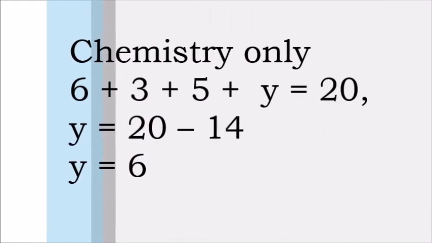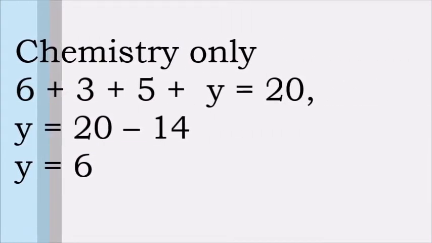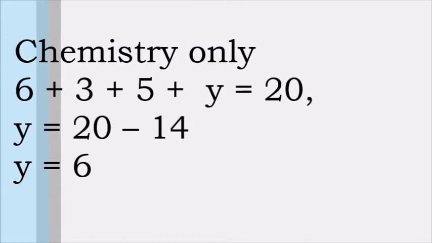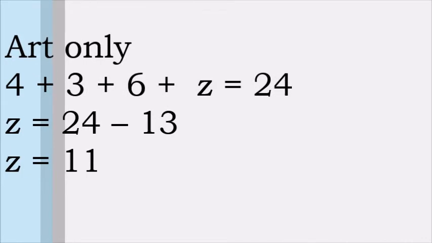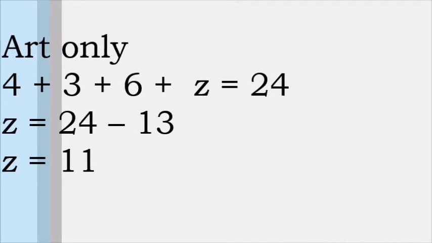Now chemistry only. 6 plus 3 plus 5 plus Y equals 20. Y equals 20 minus 14. Y equals 6. As for our chemistry only. Now art only: 4 plus 3 plus 6 plus Z is equal to 24. Z is equal to 24 minus 13. Therefore, Z is equal to 11.